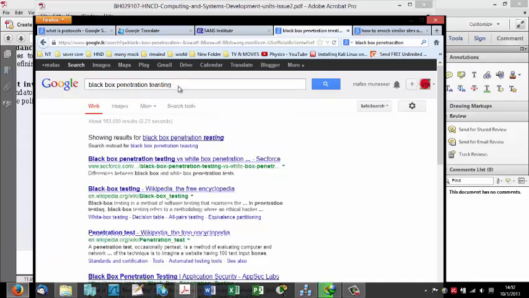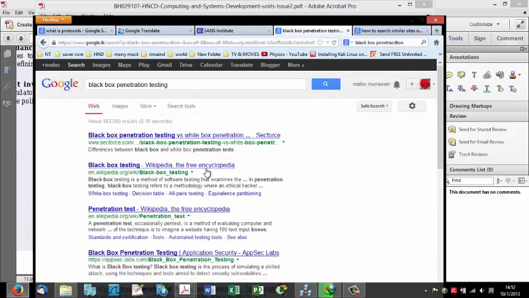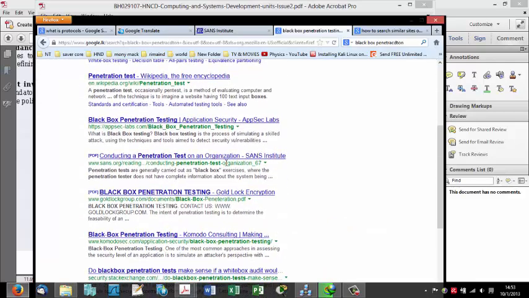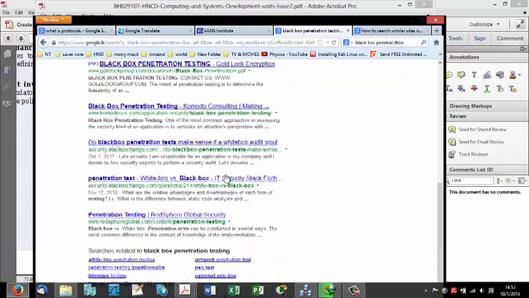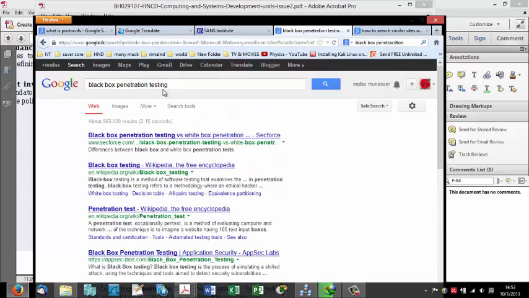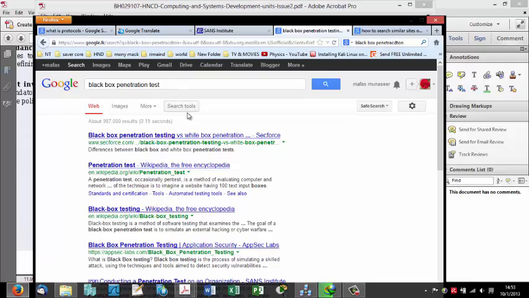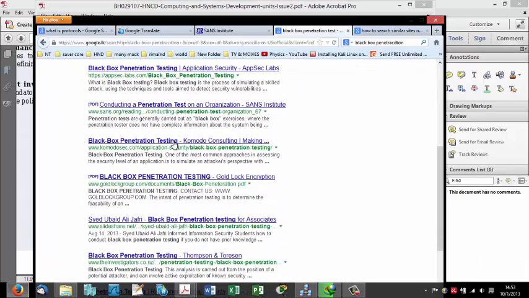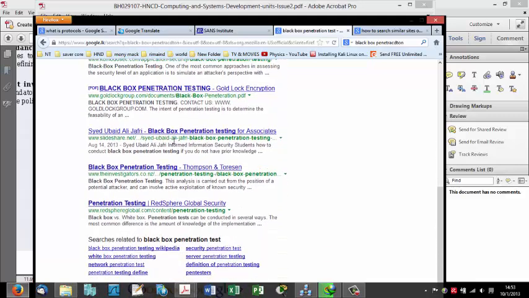Broadly, we have 3 types of penetration tests. One is black box, the second one is known to be as grey box, the third one is known to be as white box. Okay, 3 types of penetration testing methods. So, black box says it's an analysis which is carried out from the position of a potential attacker, okay, and can involve active exploitation of known security vulnerabilities. Any security issues that are found will be presented to the client together with an assessment of the impact and with proposal for mitigation or technical solutions.